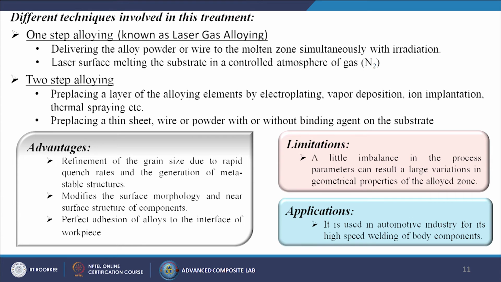What are the advantages? Refinement of the grain size due to rapid quench rates and the generation of metastable structures, modifies the surface morphology and near surface structure of the components, perfect adhesion of alloys to the interface of the workpiece, so that it can help the bonding of that particular material. There are certain limitations too. A little imbalance in the process parameters can result in a large variation in geometrical properties of the alloyed zone. What are the applications? It is used in the automotive industry for high speed welding of body components.